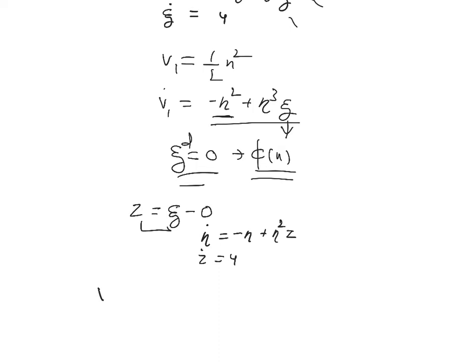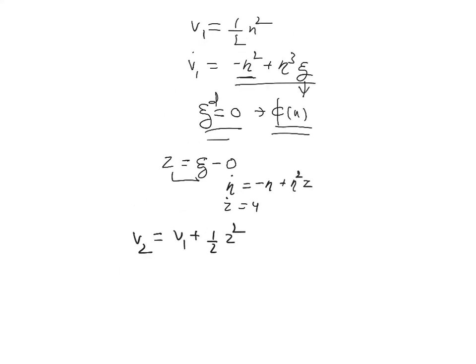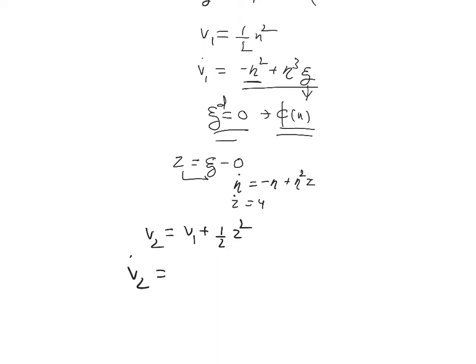And then let's see, v2 can be, then we want z to go to 0, so v1 plus half z squared. Then v2 dot equals v1 dot, which equals minus eta square plus eta cube z plus z dot. So basically z times u. So that means minus eta square plus z eta cube plus z u.